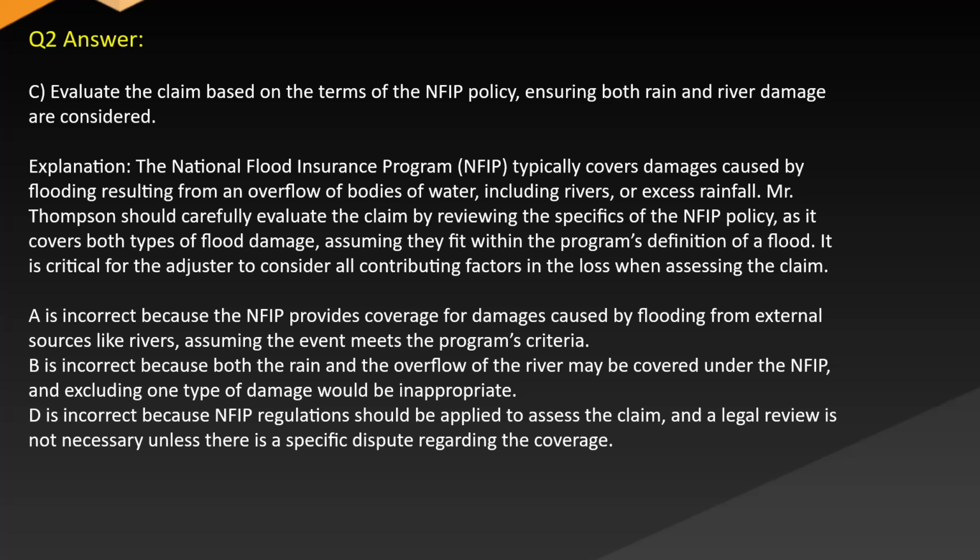When assessing the claim, A is incorrect because the NFIP provides coverage for damages caused by flooding from external sources like rivers, assuming the event meets the program's criteria. B is incorrect because both the rain and the overflow of the river may be covered under the NFIP, and excluding one type of damage would be inappropriate. D is incorrect because NFIP regulations should be applied to assess the claim, and a legal review is not necessary unless there is a specific dispute regarding the coverage.